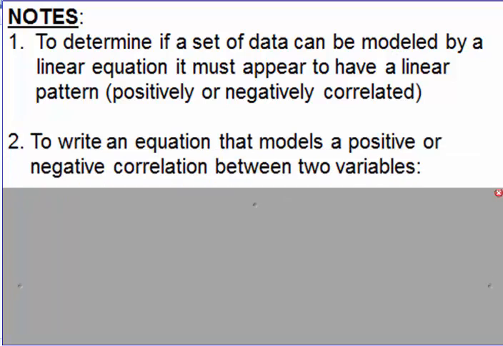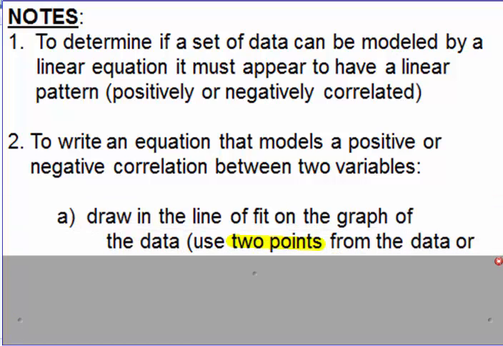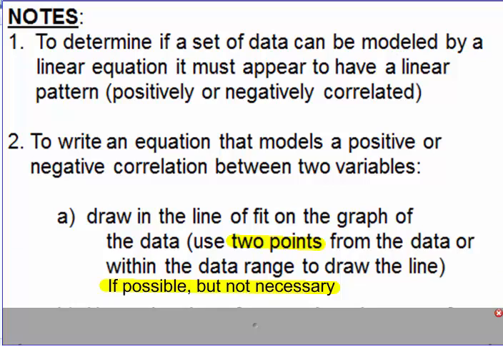Once it looks linear, then you can write an equation that models the positive or negative correlation between the two variables. So basically, if it's linear, you can pick 2 points on your line and write your equation. Oh, this was a big thing. So these next steps explain how we write that equation.